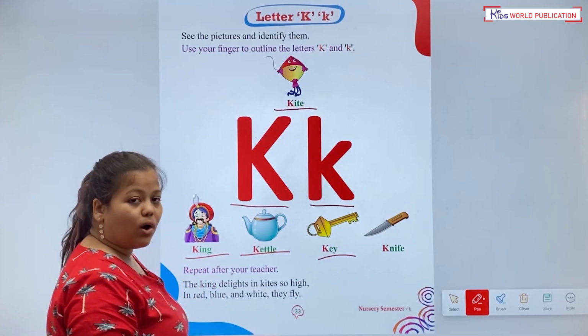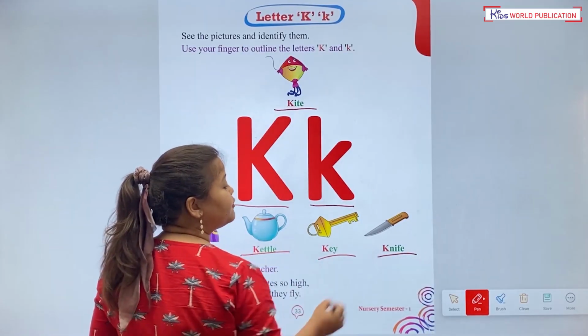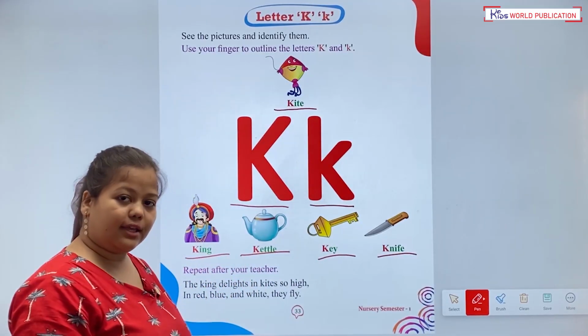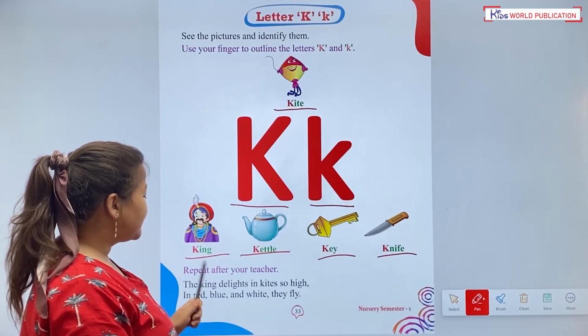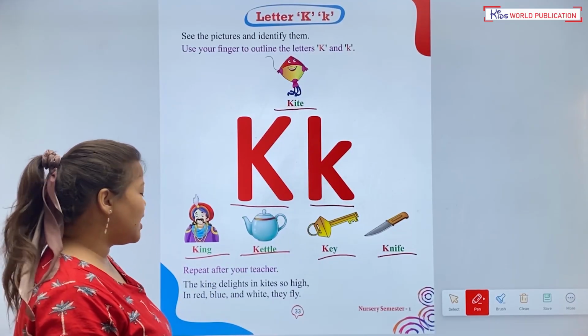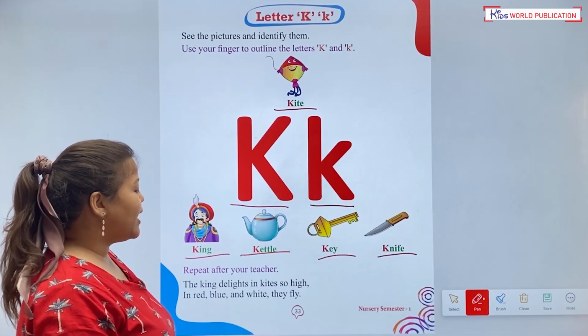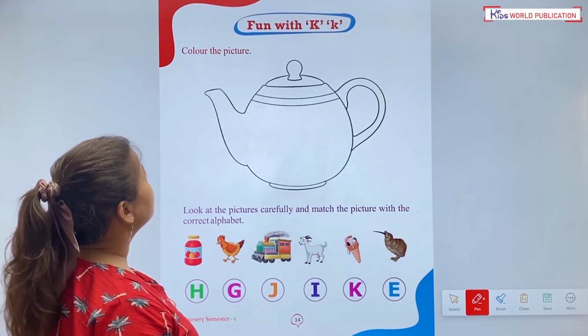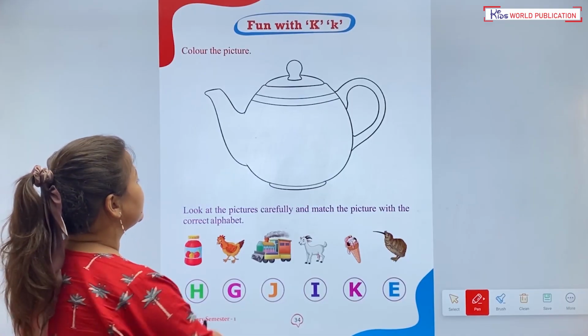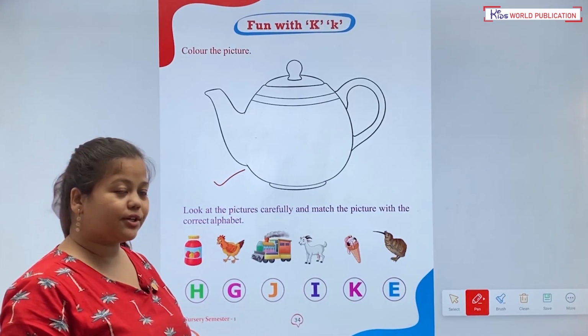Key, K-E-Y, key. Knife, K-N-I-F-E, knife. Repeat after your teacher. The king delights in kites so high. In red, blue and white they fly. Fun with K, K. Color the picture. Kids, you will color this picture.